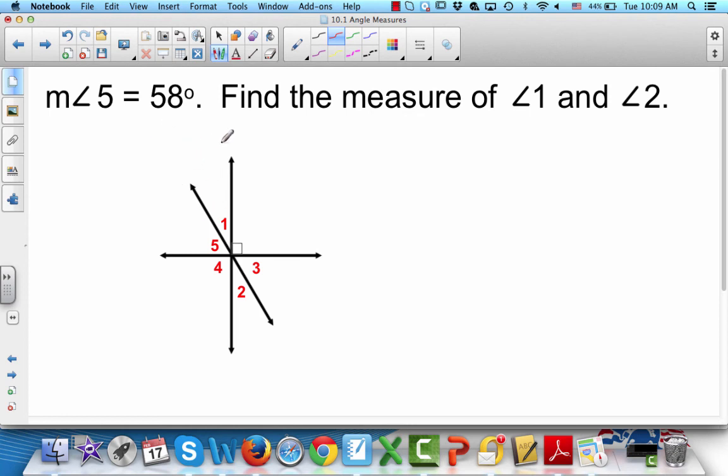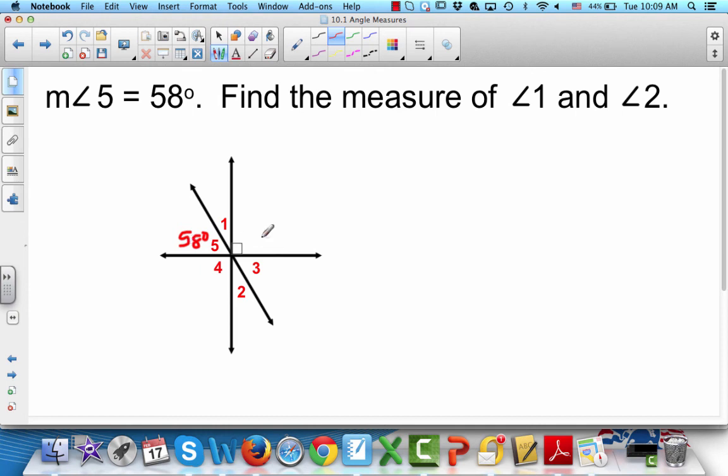All right, this one I'm going to let you do. The measure of angle 5 is 58 degrees. So we write 58 degrees here. Find the measure of angle 1 and angle 2. Okay, now use the information that you know. Where's the vertical angle to 58? To angle 5? Right, angle 3. So you use that information to be able to figure out what everything else is, okay?